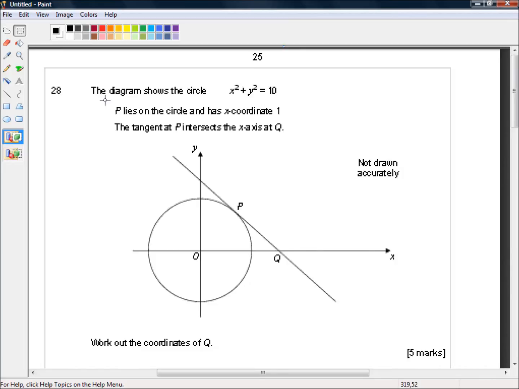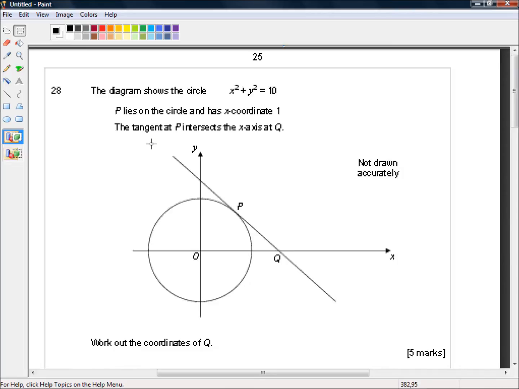In this question 28 it says the diagram shows the circle x squared plus y squared equals 10. P lies on the circle that has x coordinate 1. The tangent at P intersects the x axis at Q. Work out the coordinates for Q. And this is for 5 marks, so we jolly well better impress our examiners.